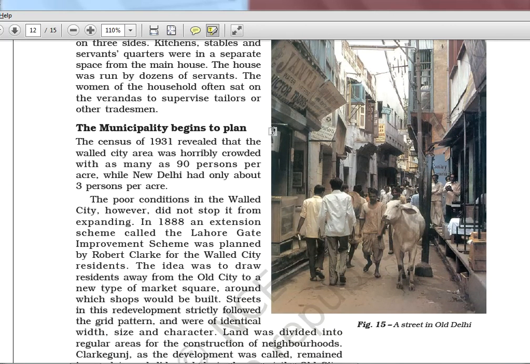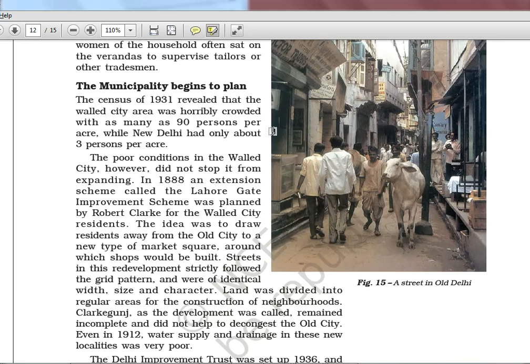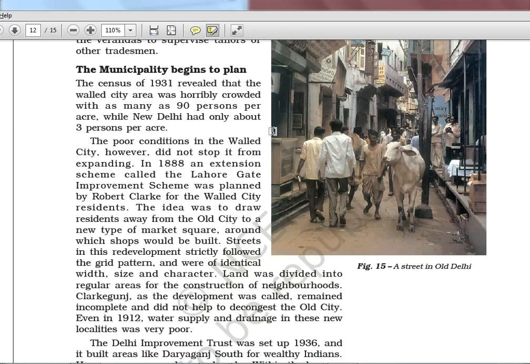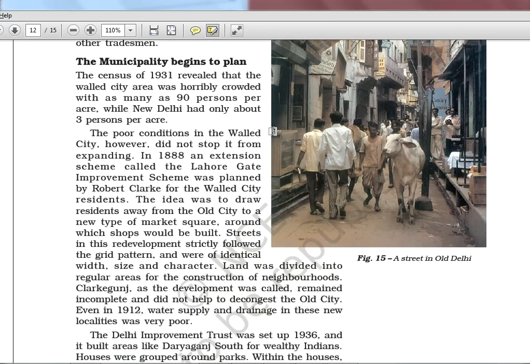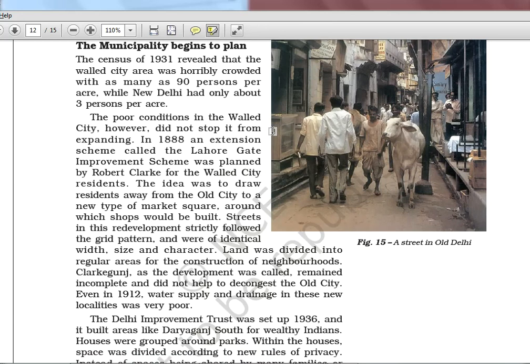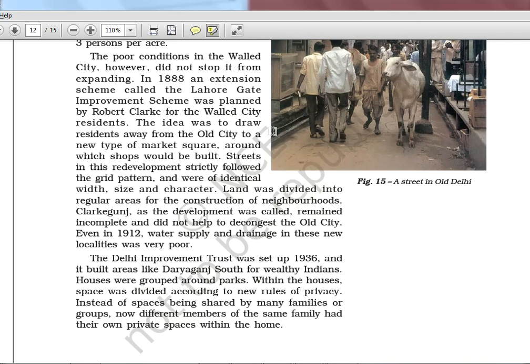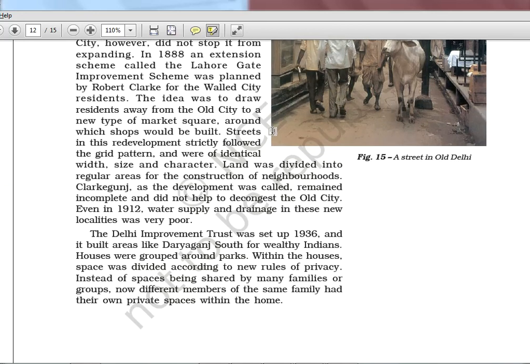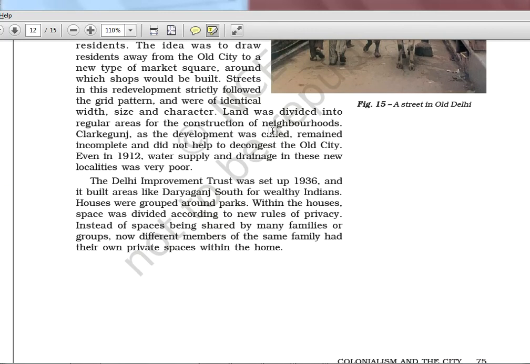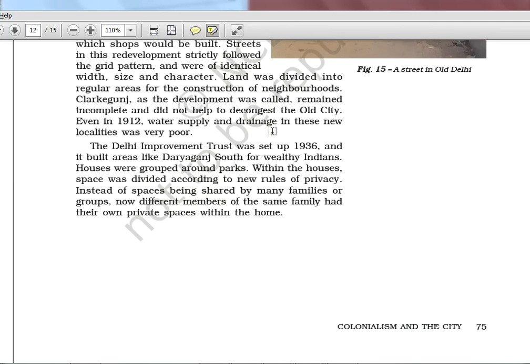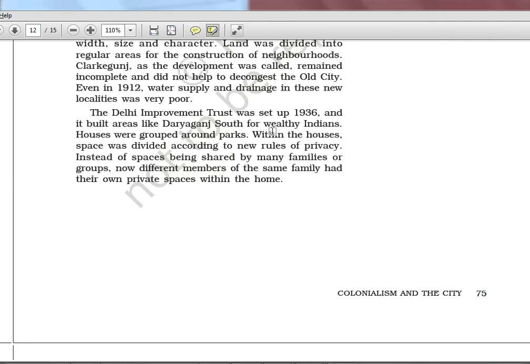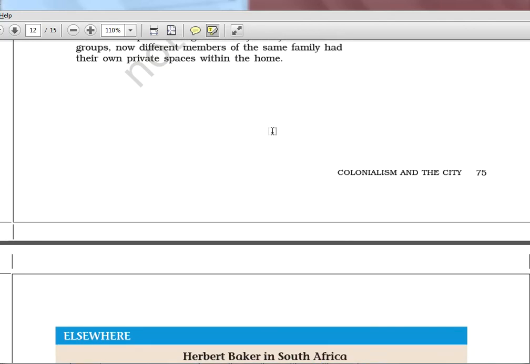Municipality began to plan. The census of 1931 revealed that the walled city area was horribly crowded with as many as 90 persons per acre. So again urbanization happening. I am just skipping all these things. So from old city to new city, they are describing the transformation. It was more well planned, and then urbanization also improved. After the Partition, more and more people came, the jobs changed, the lifestyle changed. This is what they're telling.